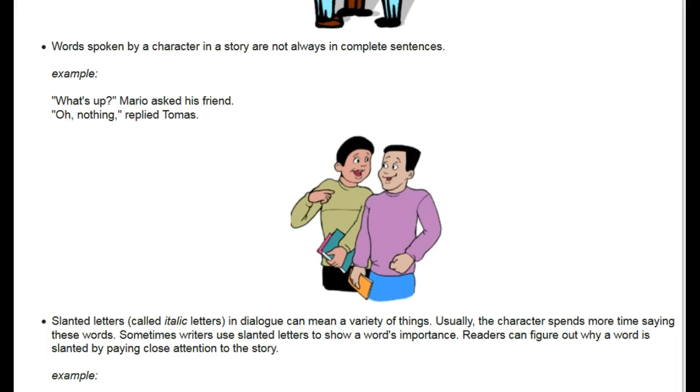Words spoken by a character in a story are not always in complete sentences. For example, "What's up?" Mario asked his friend. "Oh, nothing," replied Thomas.